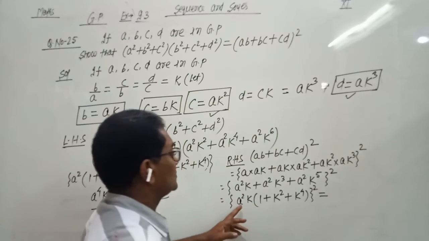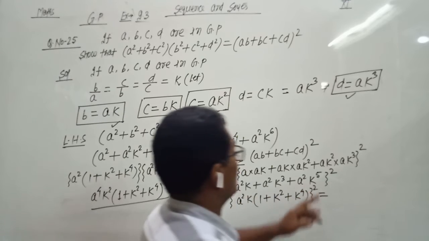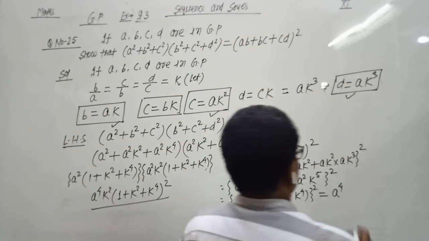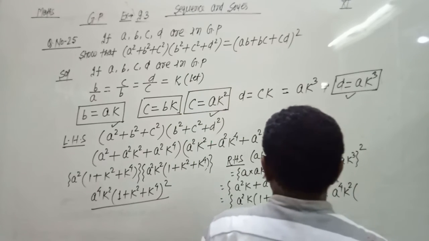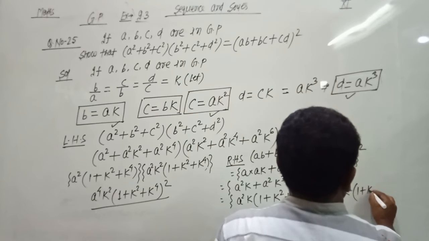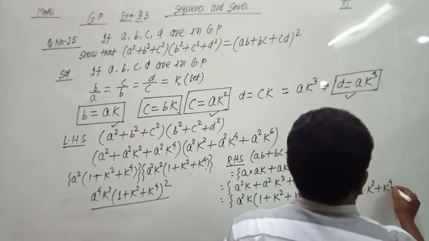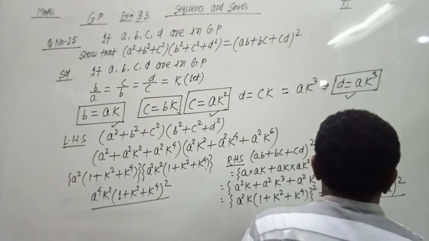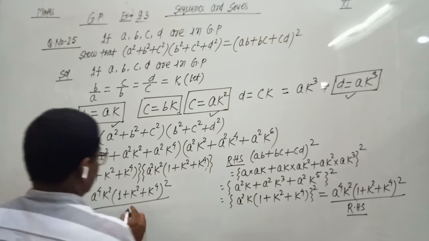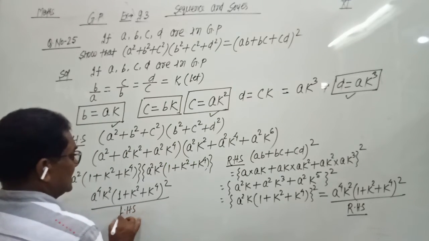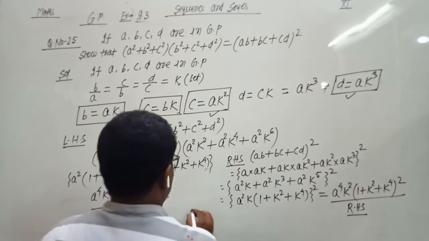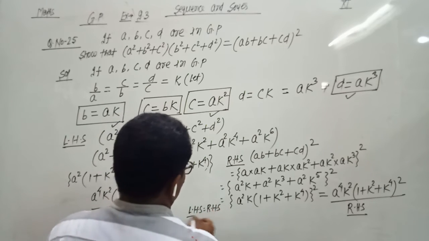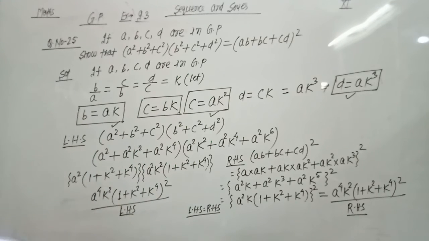Now remove the bracket. So a square the whole square, we get a raised to the power 4. K the whole square, we get k square. And 1 plus k square plus k raised to the power 4, the whole square. So this is our RHS. And this was our LHS. So we observe that LHS is equal to RHS, which proves the result.